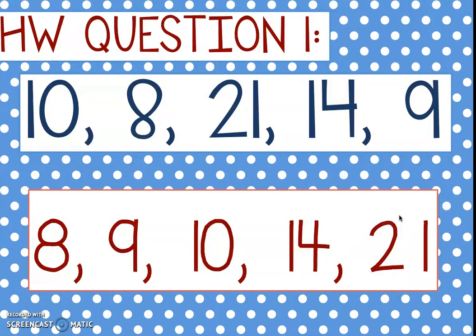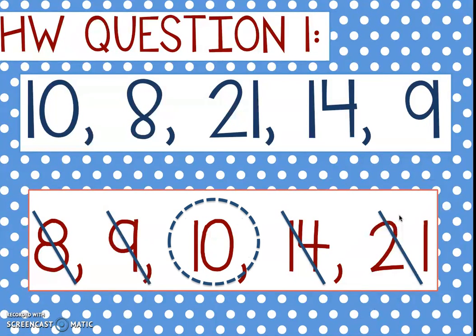So now that we have our data set in order from least to greatest, what we're going to do is we're going to cross off the ends until we have 1 or 2 numbers left in the middle. Okay, so the first 2 numbers that we're going to cross off are on the very ends, and that's 8 and 21. Then we're going to cross off 9 and 14. And now we're left with one central number, one number that's in the very middle. So I'm going to put a circle around that. That means that 10 is our median.